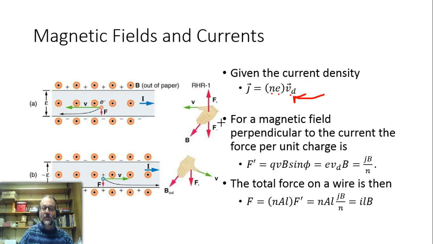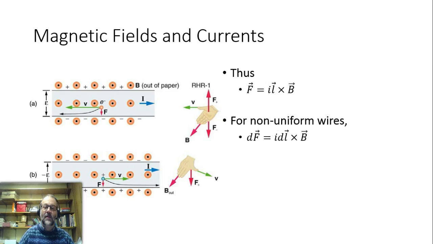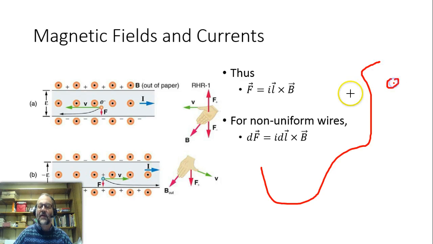Moving back to include the cross product, this can also be written as F equals I L cross B. And for non-uniform wires, you would look at this as dF equals I dL cross B. So if you had to integrate over a non-uniform wire, suppose a wire just wanders around through a magnetic field, you would use this to construct that integral.